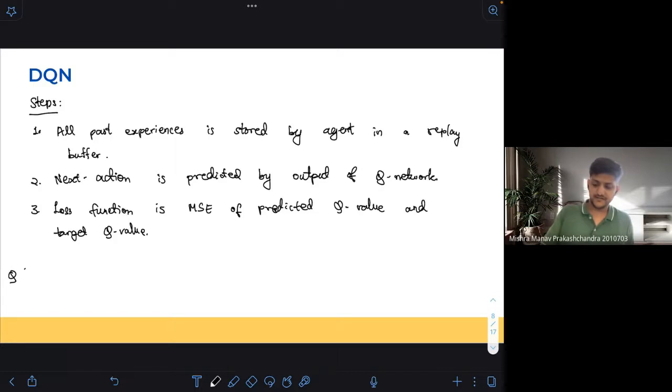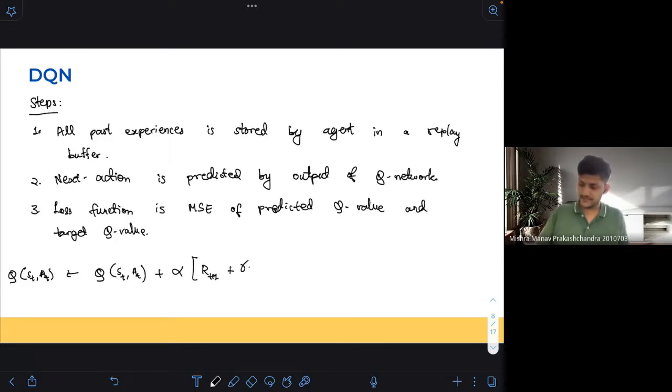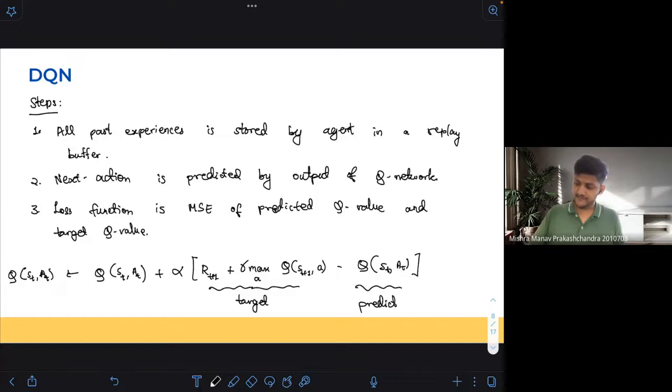So the update for DQN looks something like this. Q of S_t, A_t plus your alpha times R_{t+1} plus gamma max over A of Q, minus Q of S_t, comma A_t. Okay, here this part is your target, and this part is basically your predicted. This is how the Q update looks, and the loss function that you're trying to minimize is basically the square of the difference between them. We'll again look at how the loss function looks.